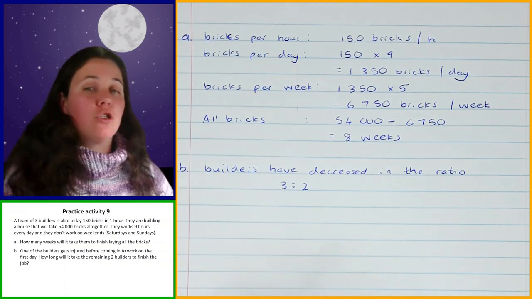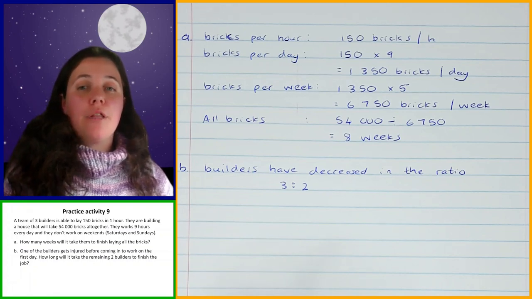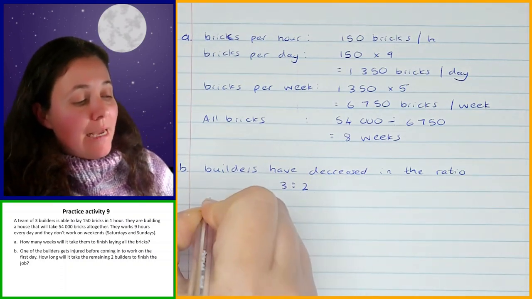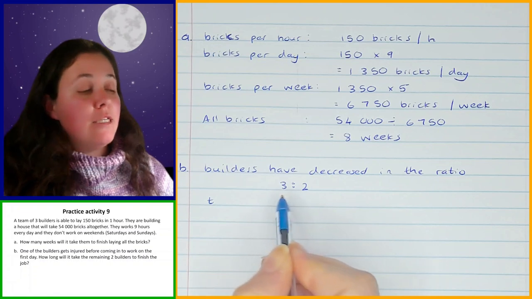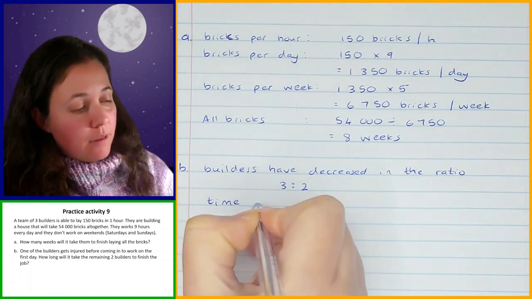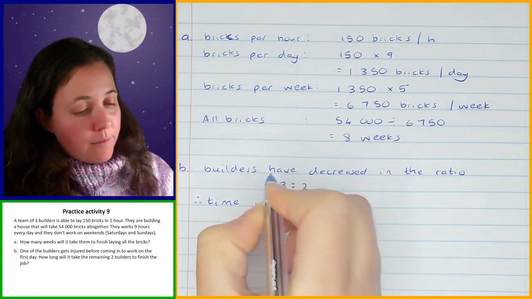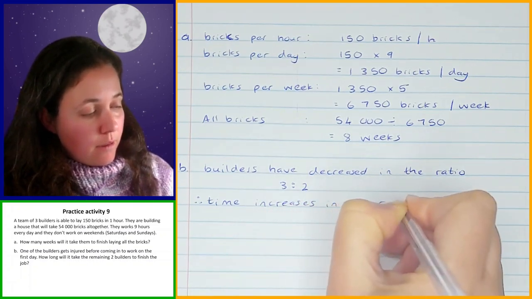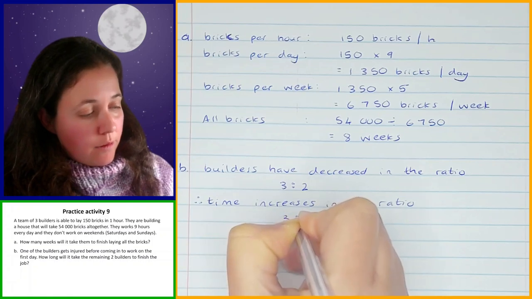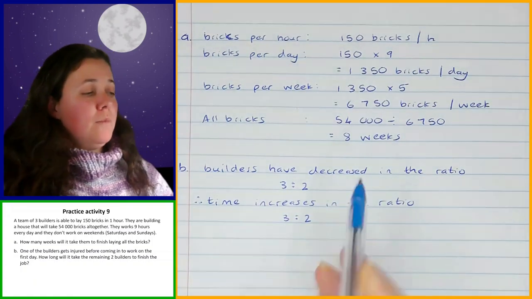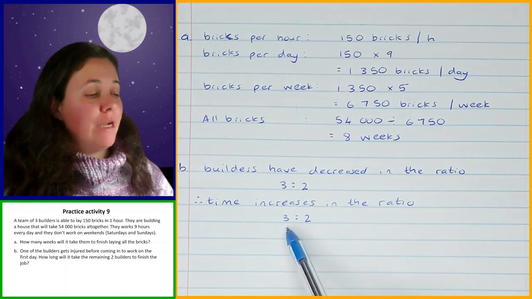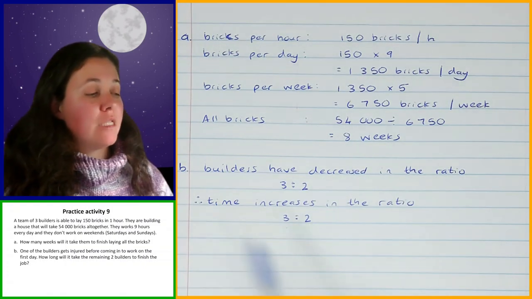Okay, if each builder was able to do 1/3 of the work, then now they're down by one third of the number of builders, which means it's going to take them extra time to do the work. So the time is going to increase, and it's going to increase in the same ratio that the builders decreased. Okay, so now our time we already worked out over here was 8 weeks. So now we're going to increase that time in the ratio 3:2. So now we're using what we learned about ratios and we're applying it over here.